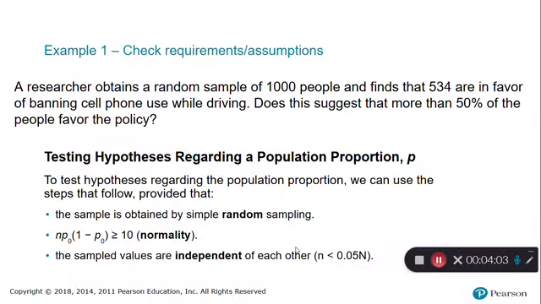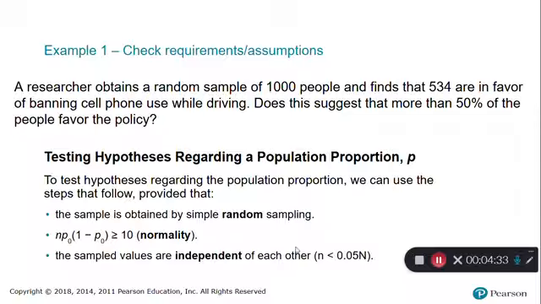Then we have to check for some assumptions before we're allowed to do our hypothesis testing. One of the assumptions that we have to check is that the sample is obtained by simple random sampling. Number two, we check that n times P0 times 1 minus P0 is greater than or equal to 10. This is establishing our normality. This is something that we've already talked about whenever we were doing confidence intervals.